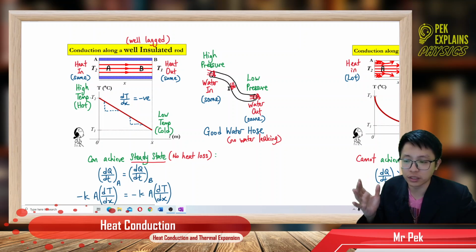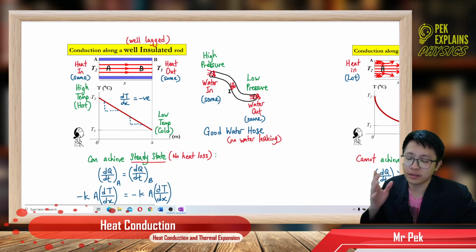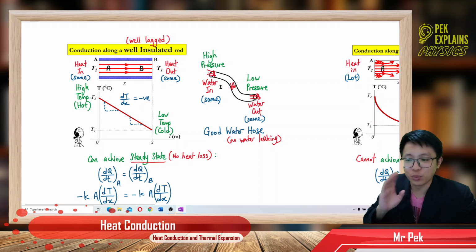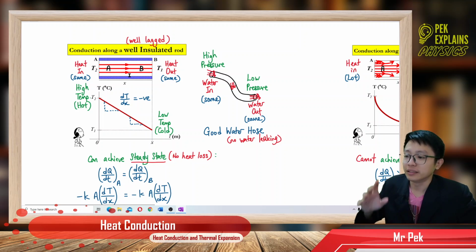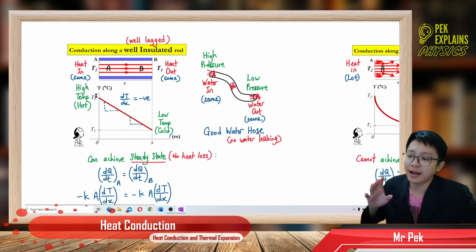It's just like water flowing from the high pressure point to the low pressure point. The water only flows when there is a difference in pressure. So the heat also flows from high temperature to low temperature. So this graph tells you the heat flows from T2, the high temperature, to the low temperature.